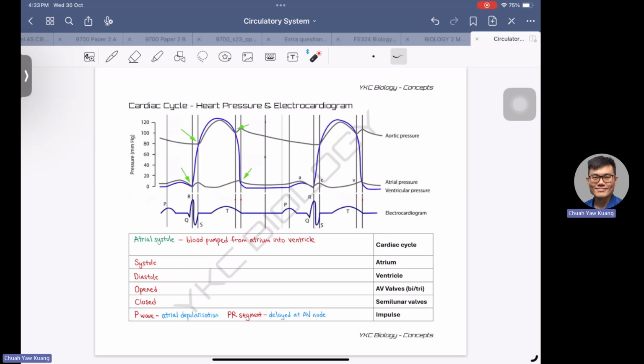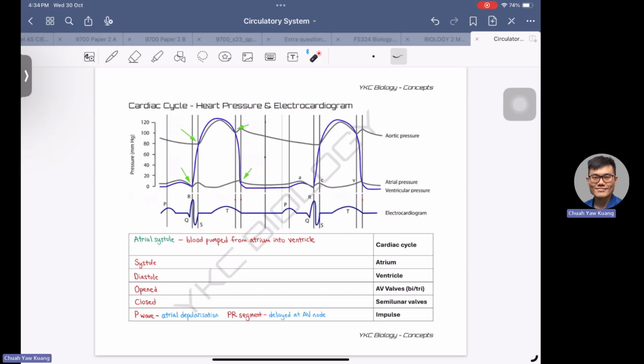Hi everyone. This video is the summary of all events occurring in the cardiac cycle, linking the cardiac cycle to the heart pressure and also the electrocardiogram, ECG. This is the heart pressure graph showing the pressure of the aorta, the pressure of the left ventricle, and also the pressure of the left atrium. At the bottom, this is the ECG, the electrocardiogram.